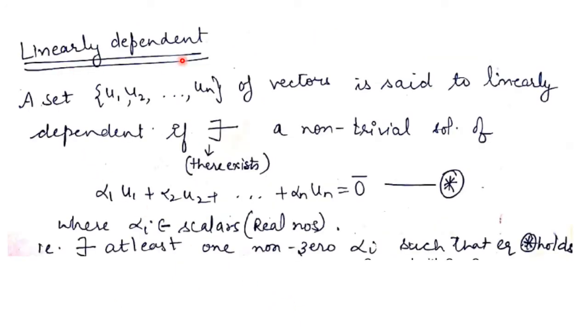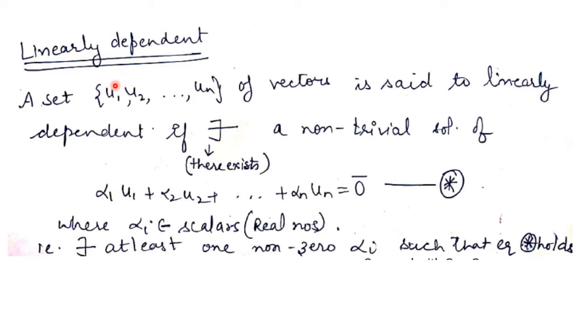Now linearly dependent means, again we are given any set of vectors. This set of vectors is said to be linearly dependent if there exists a non-trivial solution of this equation. In linear independent there was only the trivial solution, each alpha is to be 0. But in dependent, what is it? If we get even one non-zero alpha i such that this equation holds, right, then we will say this set of vectors to be linearly dependent.